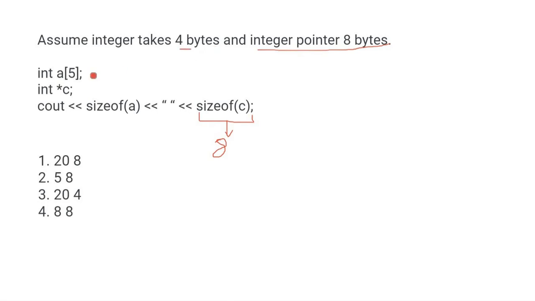Similarly, since an integer is of 4 bytes, we have an array of 5 integers. Therefore, a total of 20 bytes would be occupied by the array. Therefore, this should give 20 as the output. So A, option 1 is the correct answer.